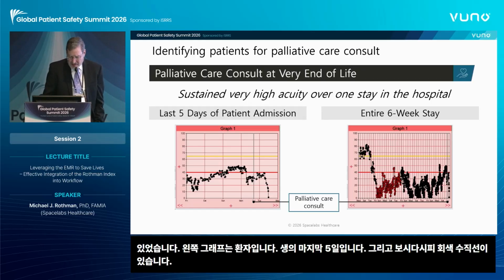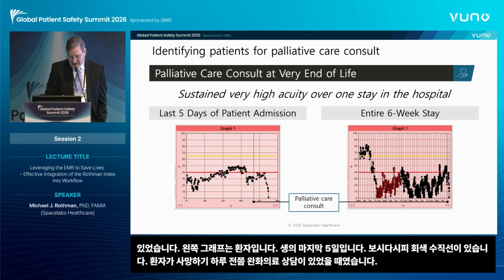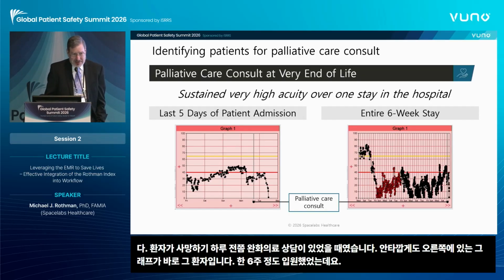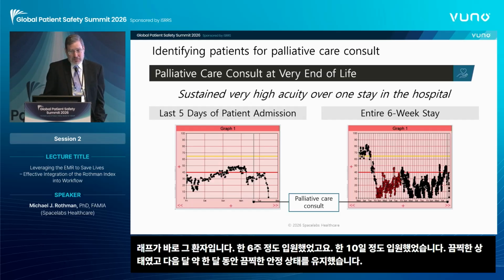Unfortunately, the graph on the right is that same patient. They were in the hospital for about 6 weeks. After about 10 days, they were in terrible condition and maintained that awful status for about the next month. If you could have moved that palliative care consult to the left, a week, 2 weeks, it would have been very valuable to that patient, to the family, and to the hospital.